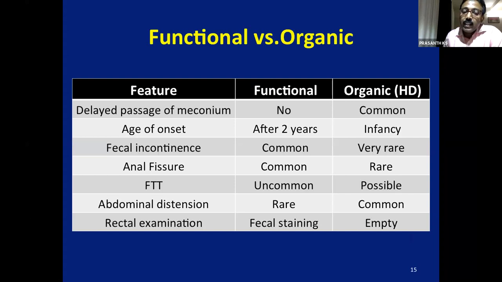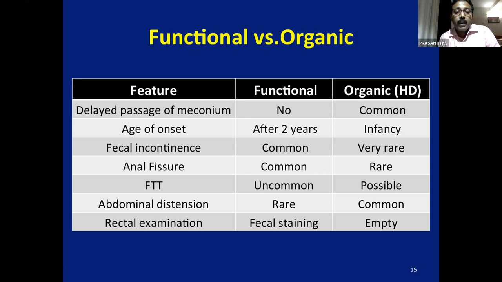So taking that as a prototype, I try to classify the clinical features of functional versus organic. We'll start from birth history onwards. If you ask about delayed passage of meconium, that will not be there in functional constipation, whereas that is common, to the tune of 50%, in the case of Hirschsprung's disease. That is the passage of meconium beyond 48 hours after birth. Age of onset in functional constipation is usually after the first 2 years of age, whereas in Hirschsprung's disease, it is in very early infancy, in the neonatal period itself. Fecal incontinence is very common in functional constipation, whereas it is rare in organic causes like Hirschsprung's disease.